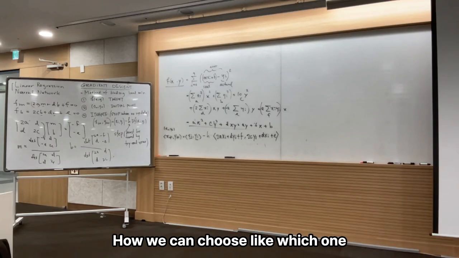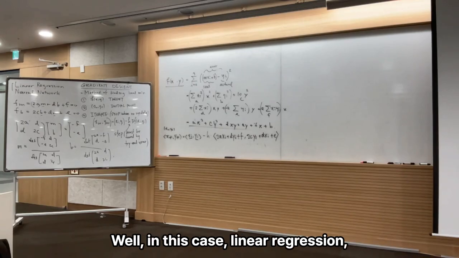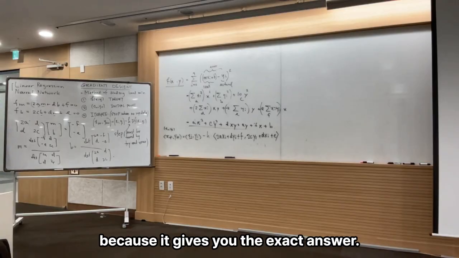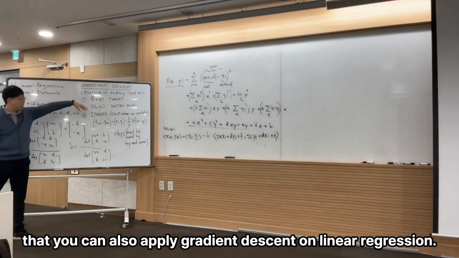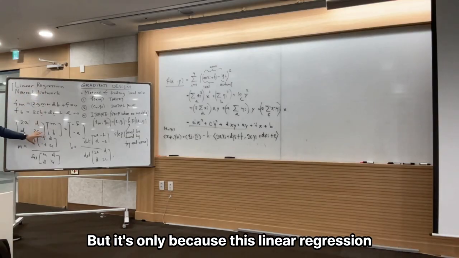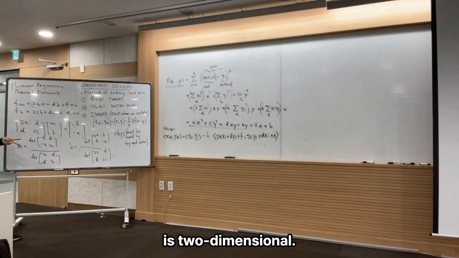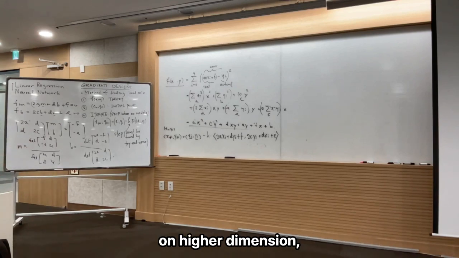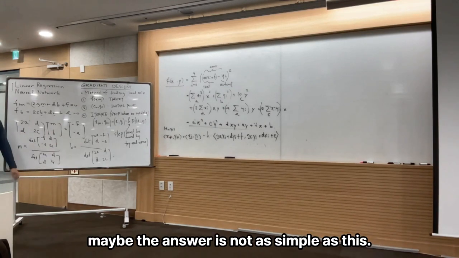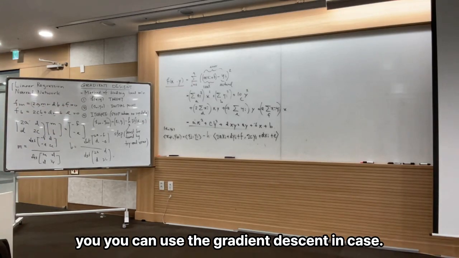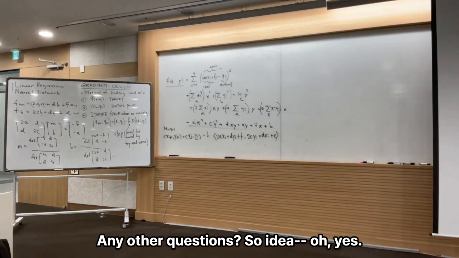How can we choose which one we should use? Well, in this case, linear regression, you need to go for the exact method because it gives you the exact answer. But I'm saying that you can also apply gradient descent on linear regression. But it's only because this linear regression is two-dimensional. Let's suppose you have linear regression in higher dimension. Maybe the answer is not as simple as this. So you can use gradient descent in that case. Any other questions?